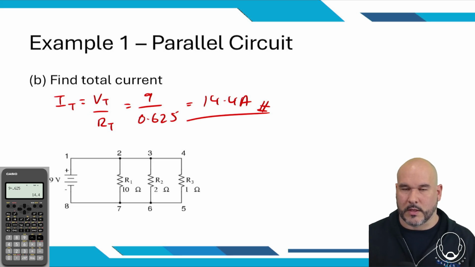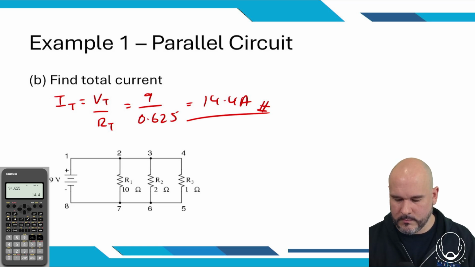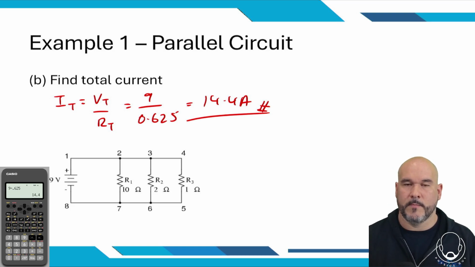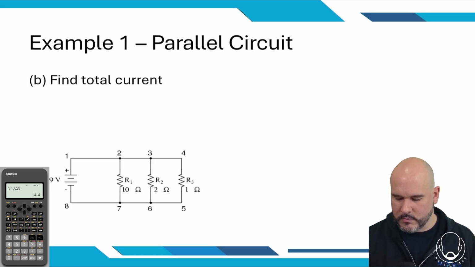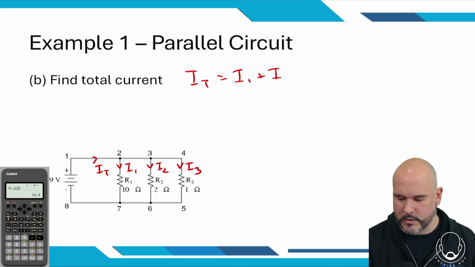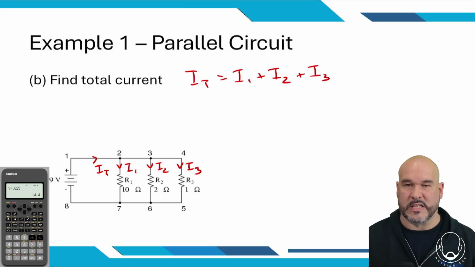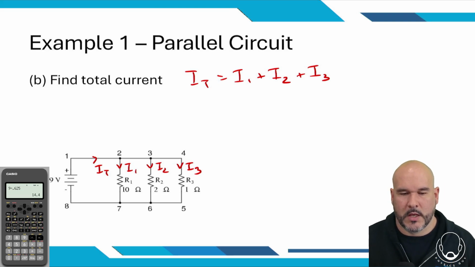Alternatively, there is another way if you have not found the equivalent resistance. That's method one: find the total current using total voltage and total resistance. The second method is Kirchhoff's current law. It would be fair to say that IT is equal to I1 plus I2 plus I3. I believe that is fair.